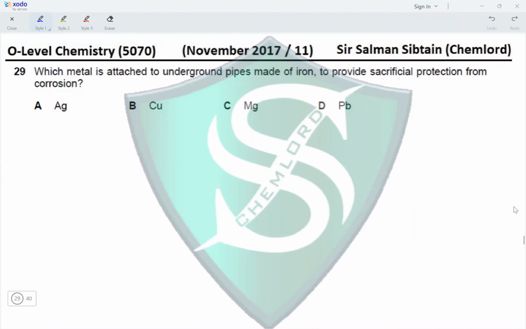Question 29. Which metal is attached to underground pipes made of iron to provide sacrificial protection from corrosion? Okay. In order to provide sacrificial protection, the metal that must be attached must be more reactive than iron. So we have option silver. Silver is less reactive than iron. We have copper. Copper is less reactive than iron. We have magnesium. Magnesium is more reactive than iron. We have lead. Lead is less reactive than iron. So this makes option C the correct option for this question.